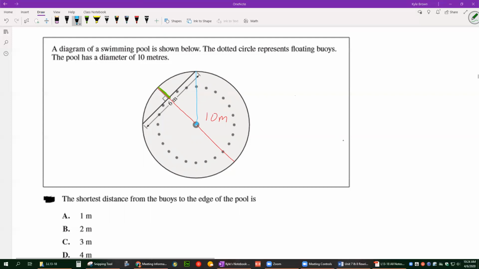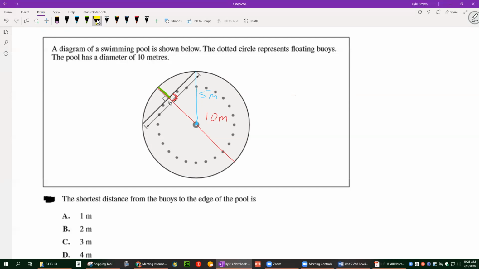That's 5 because remember the red line there was the diameter. That was 10 meters, right? So the blue line is half of that. That's the radius. So that's 5 meters. Okay, so we're doing well here. I've made a right angle triangle here, right? That's a right angle.